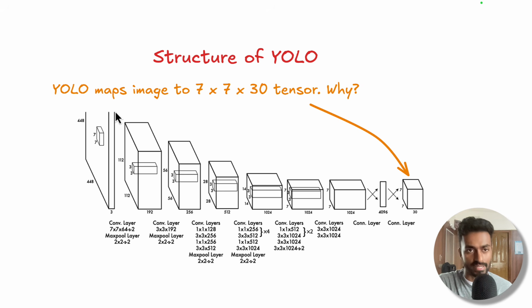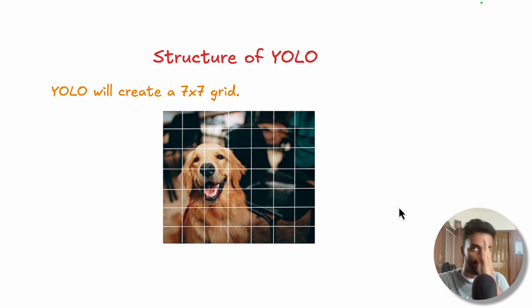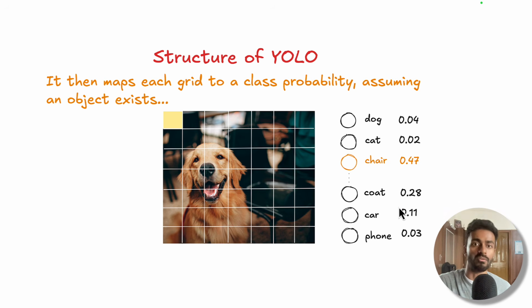But why exactly does YOLO map this 448 x 448 x 3 image to a 7 x 7 x 30 tensor? Well, let's take a look at that. So consider this image, and what we're going to do is grid this image into 7 x 7 grids. Each grid cell is essentially going to be mapped to a class probability, assuming that an object exists. Let's say that in this case YOLO is trained to recognize 20 object classes. For each of these cases, let's say in this grid cell, assuming an object exists, we can try to map it to some class probability.